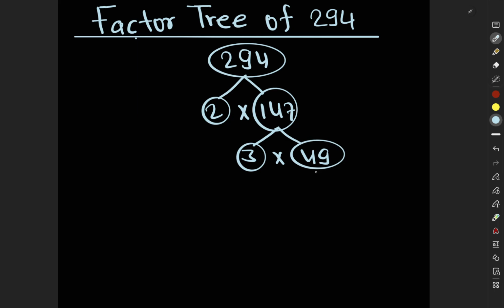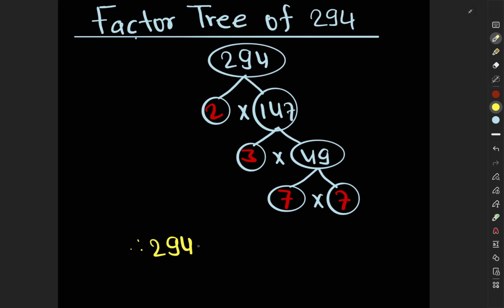So now 49 can be written as 7 times 7. 7 times 7 means 49. So now we select the prime numbers in all these numbers. So prime numbers are 2, 3, 7 and 7. So we can write 294 is equal to the product of all these prime numbers, that is 2 times 3 times 7 times 7.